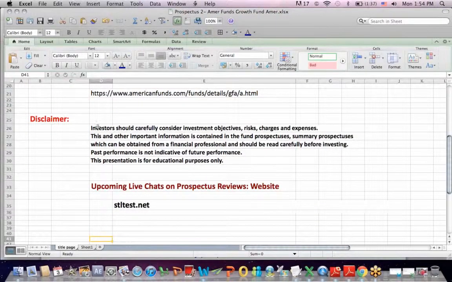And I should note here that investors should carefully consider investment objectives, risks, charges, and expenses. This and other information is contained in the fund prospectus. Summary prospectus can be obtained from a financial professional, should be read carefully before investing. Past performance is not indicative of future performance, and this presentation is for educational purposes only.